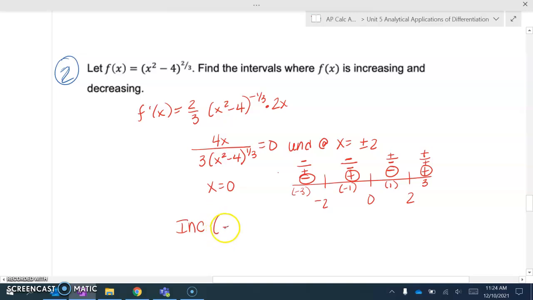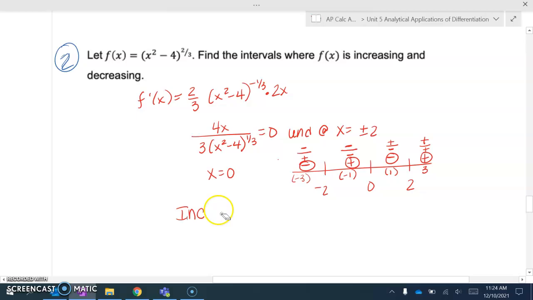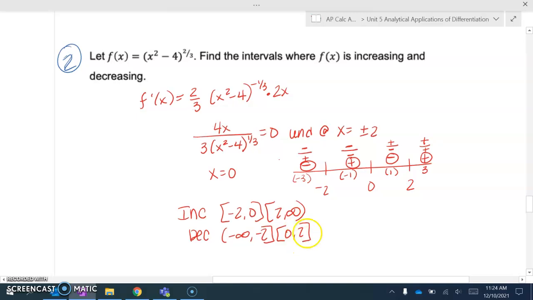So we are increasing from negative 2 to 0 and 2 to infinity. And we're decreasing from negative infinity to negative 2 and 0 to 2.